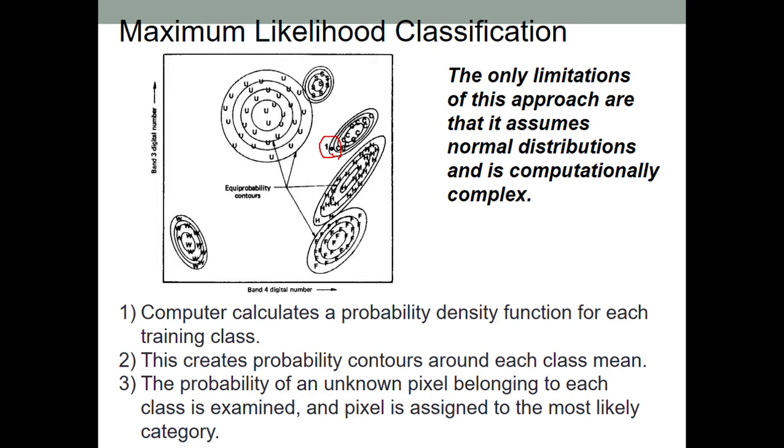The only limitation for this approach is that it assumes a normal distribution. So the problem with this is we assume that all of the pixels are normally distributed evenly left and right. So it's quite difficult, because some of the pixels still remain unclassified if they fall outside.